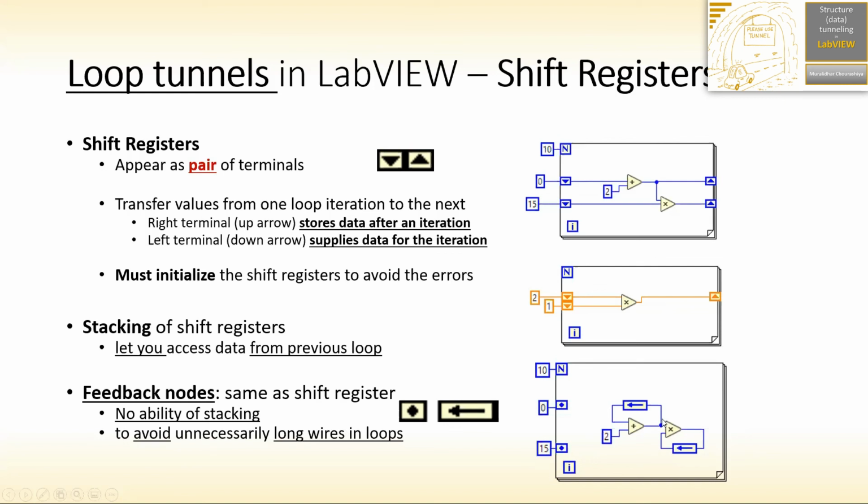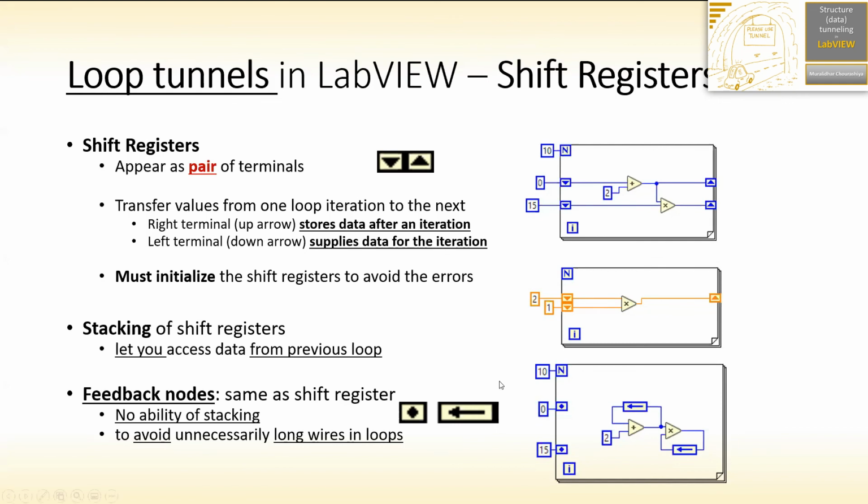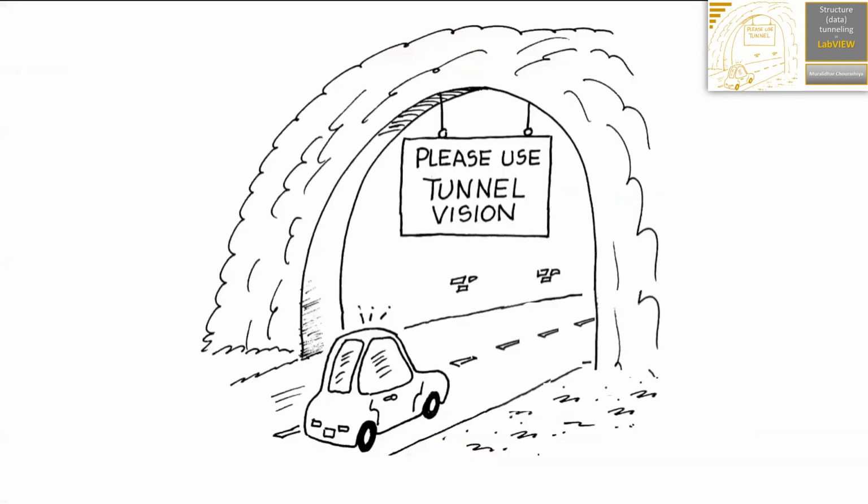These are the long wires, and you can achieve the same functionality by using the feedback node here. So this is how we use structures and loops, and how we allow data to pass into and out of loops and structures. So loop tunnels, structures, and data types are finished. Please use tunnels when you want to use the data in your structures.